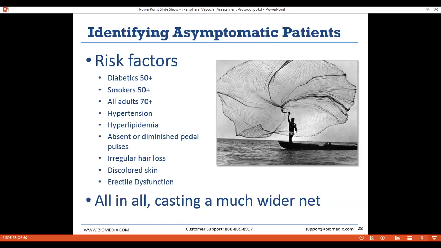Since we're looking at all of these patients now and not just the ones that have a symptom or an indication for the PADnet device, we're casting a much larger net and finding a lot more patients.